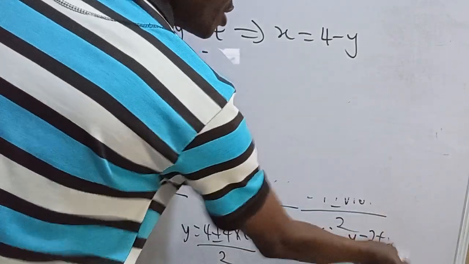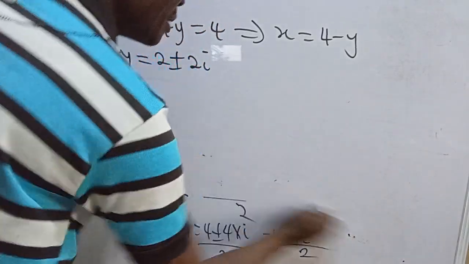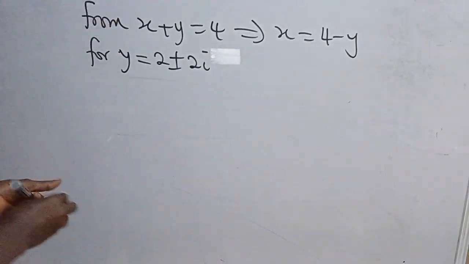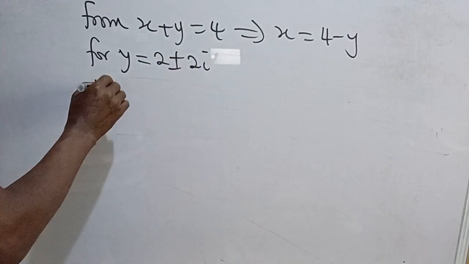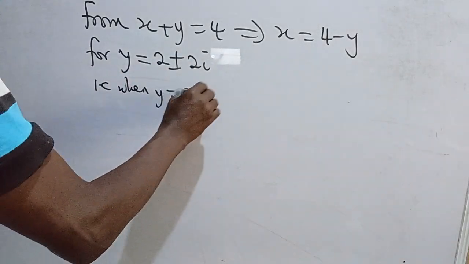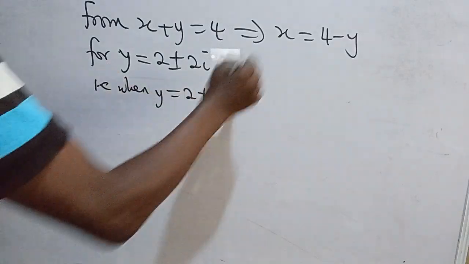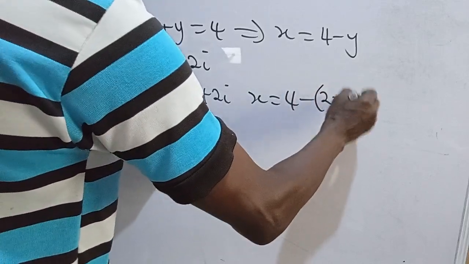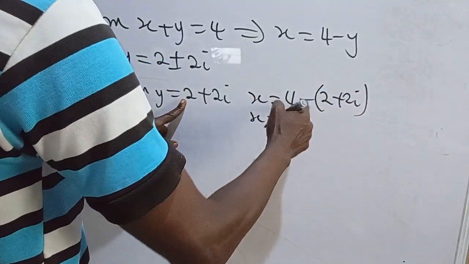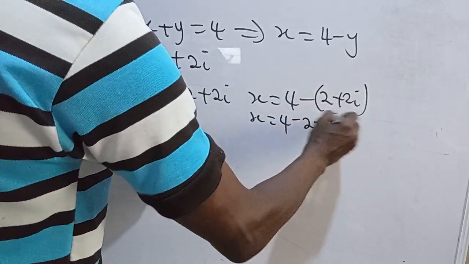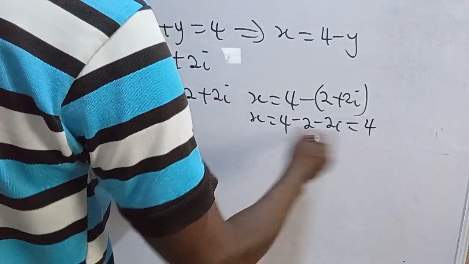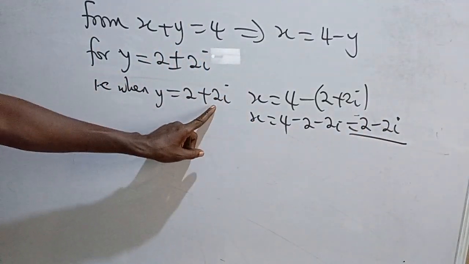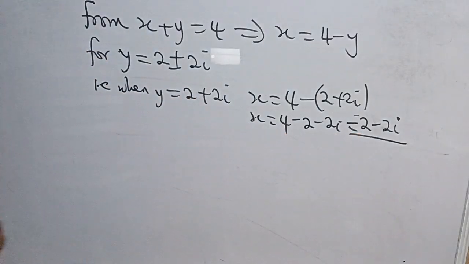So now, when y is equal to 2 plus 2i, then x will be equal to 4 minus y, which is 4 minus, open the bracket, 2 plus 2i. So x is equal to 4 minus 2, then minus 2i. And that gives us 4 minus 2, that's 2, minus 2i. So when y is equal to 2 plus 2i, x equals 2 minus 2i.